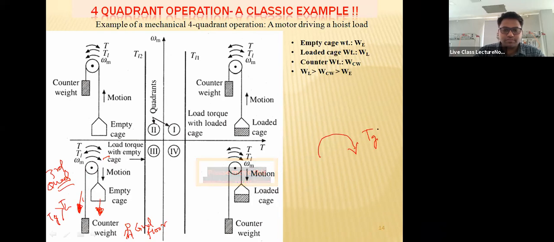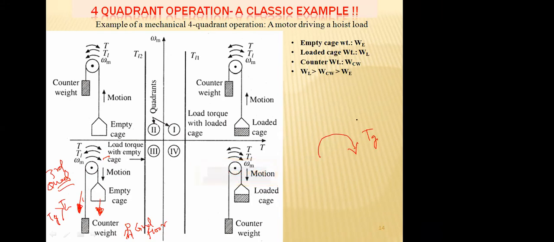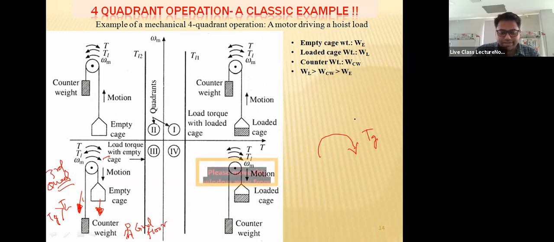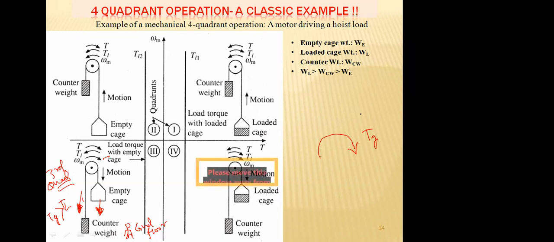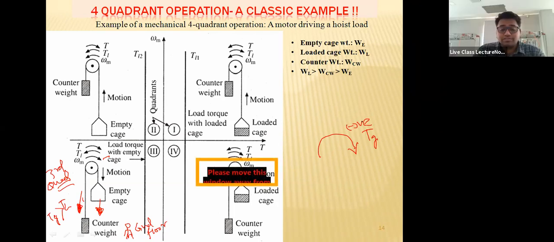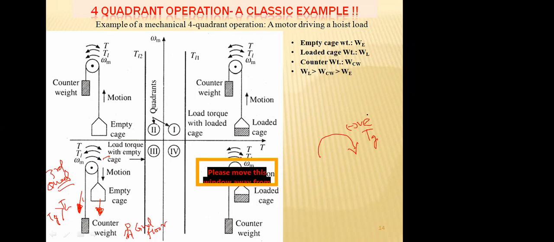Direction of TG will be anti-clockwise. The value of TG will be negative, no? So clockwise, that's what you are telling, na? Clockwise, anti-clockwise, it is right only. This is clockwise, this is clockwise. So the direction of the motor will also be clockwise.